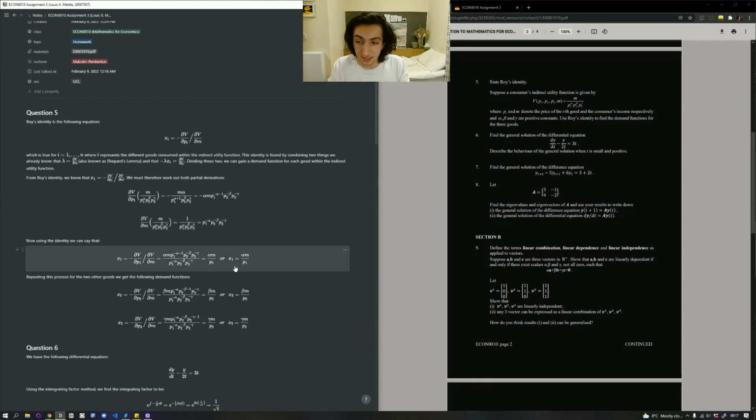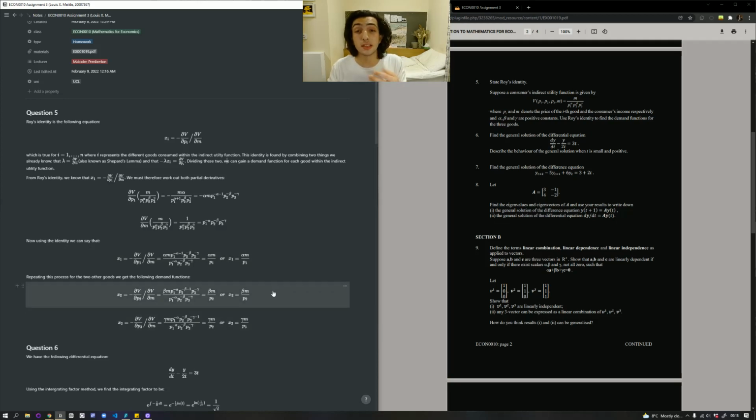Now, using the identity, we divide these two, making sure to put a minus on the first one, which gives us this big expression over here, cancelling out the P2 and P3 because they're the same on each side, and then simplifying down P1, we get alpha m over P1, which is equal to x1. So you can see here we've got the demand function, which is x1 equals alpha m over P1. This method can be repeated for all the goods here.